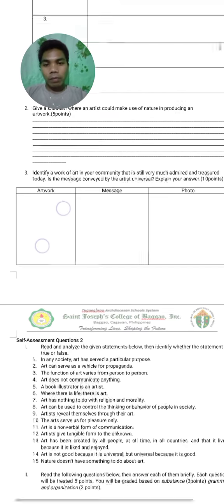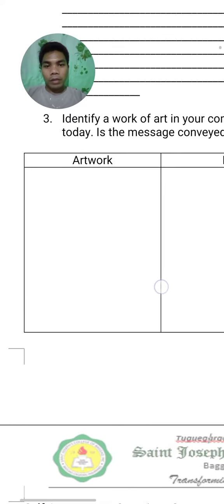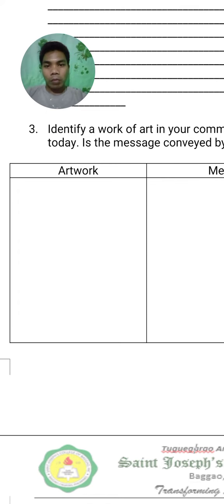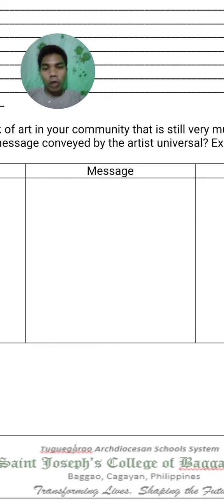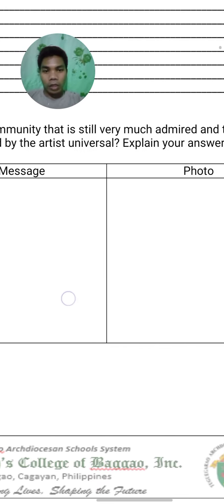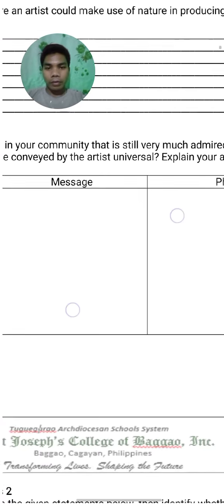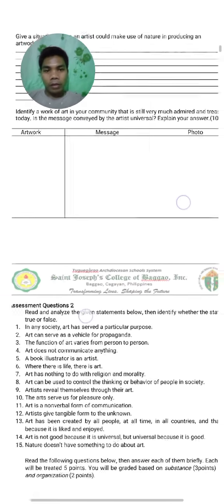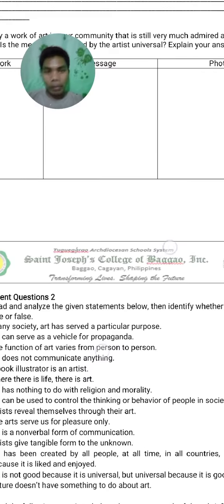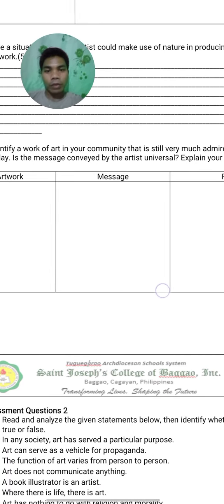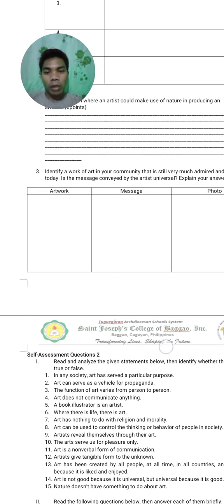So for example, halimbawa, linagay mo diyan yung statwa ngayon ni Dr. Jose Rizal. And then dito, anong message niya? What is the message? And then you put the photo on the third column. And then that's 10 points. I repeat, you just skip item number 2. But you're going to do item number 1 and 3.